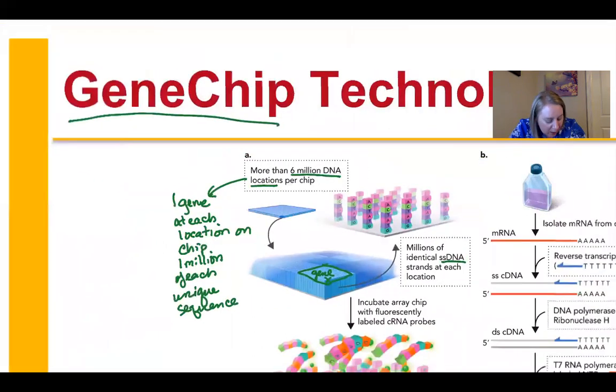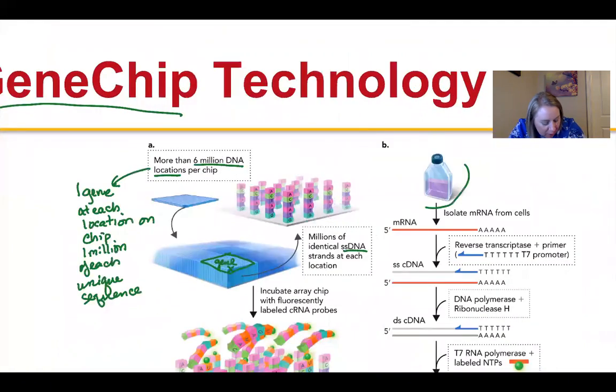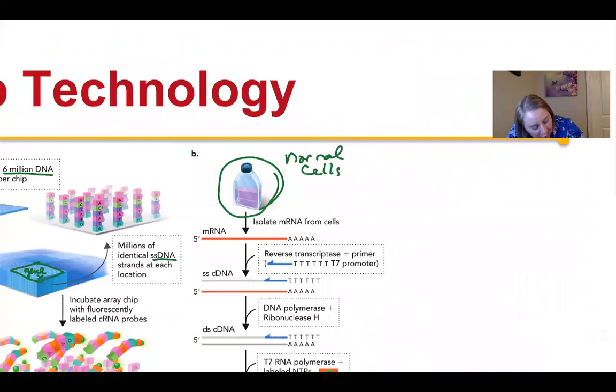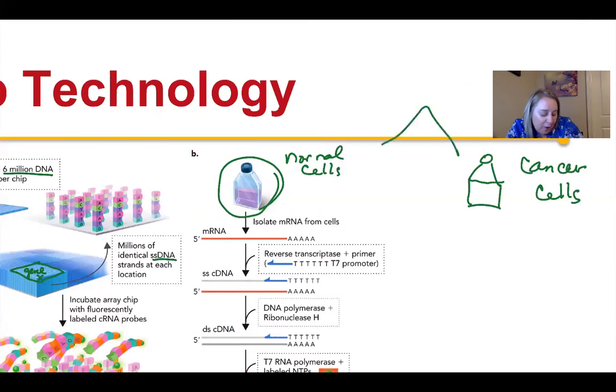And you take some set of cells here. Let's say you have normal cells, and you want to do the same thing with another container of cells, and this is going to be cancer cells. I want to compare what my mRNA changes are when I have cancer. So I'm going to do the same pathway for my cancer cells that I do for my normal cells.